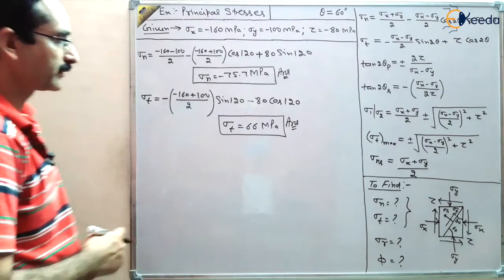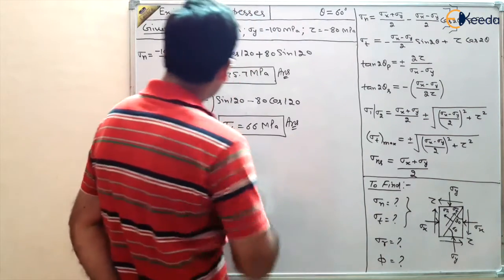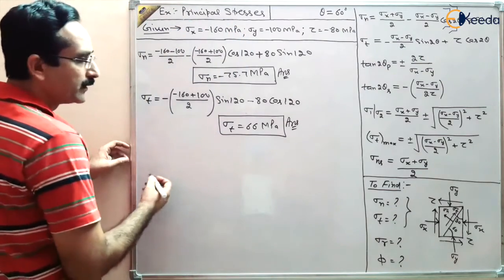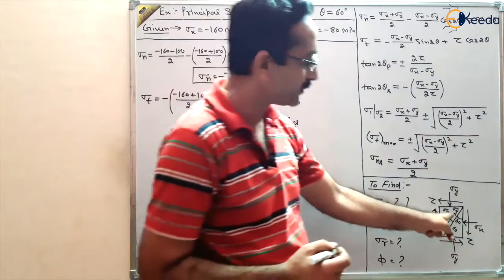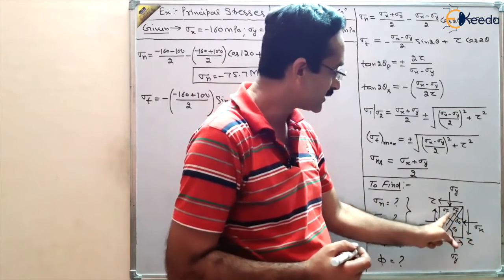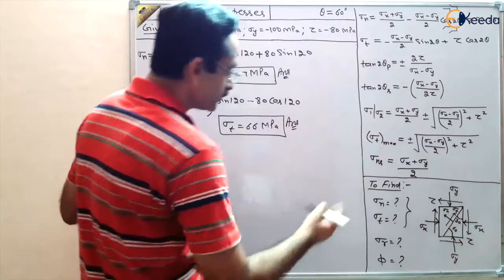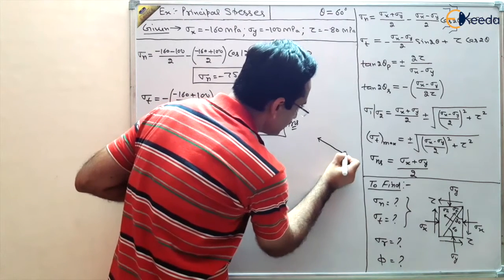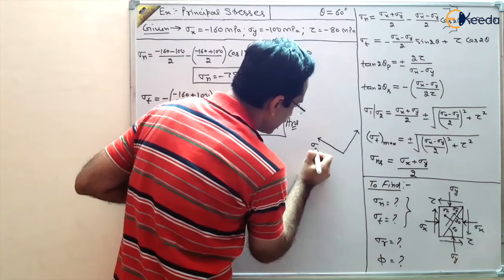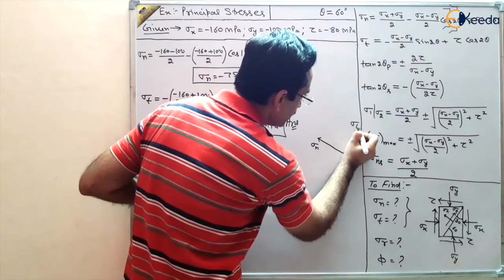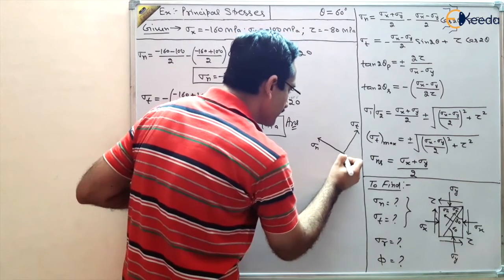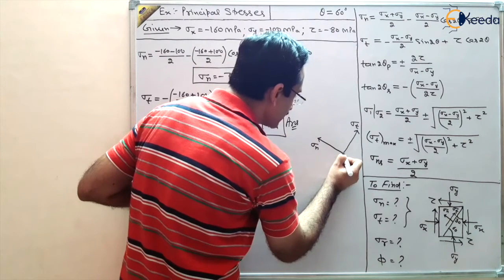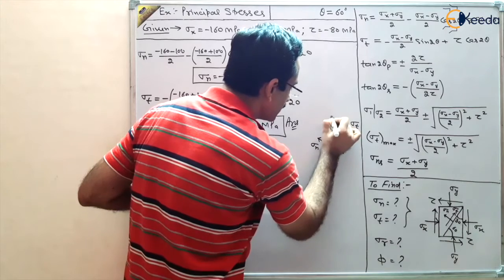Next is the resultant of sigma n and sigma t. We have already found sigma n and sigma t, and we have to find the resultant. Sigma n and sigma t are perpendicular to each other. You can see sigma n is in this direction and sigma t is in this direction, so there will be a resultant of both. This is our supposed resultant, sigma r.